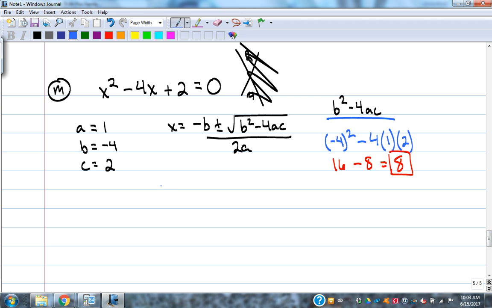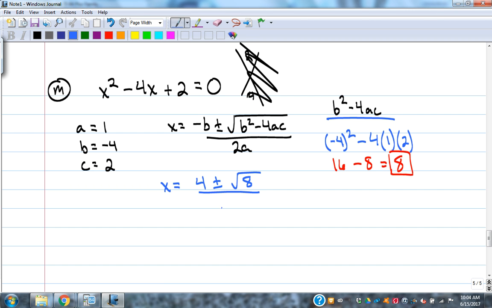I've got -b is the first part. So -4 turns into +4. Okay? So -b just means change the sign of b and put it there. So b was -4. -b means +4. The opposite of that. Okay? Plus or minus. And here's the great thing. I've already done the discriminant, so I've shortened this to where it's just square root of 8 right there.